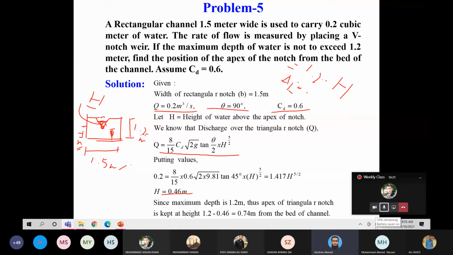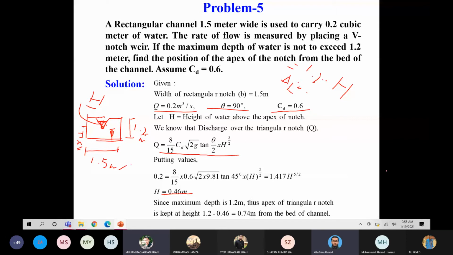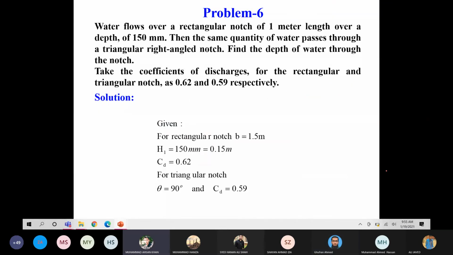Any confusion or any question? No, sir. Okay. Water flows over a rectangular notch 1 meter length over a depth of 150 millimeter.